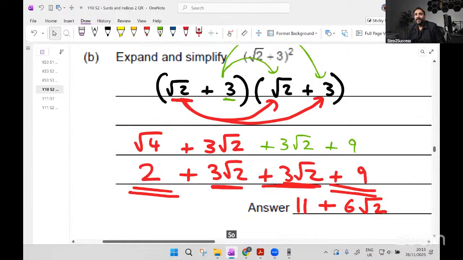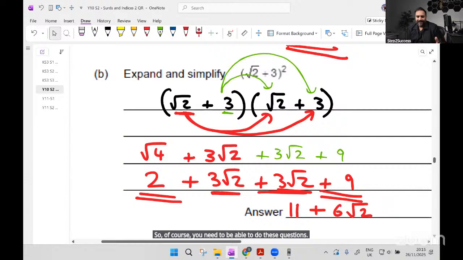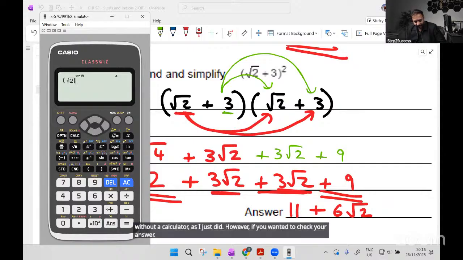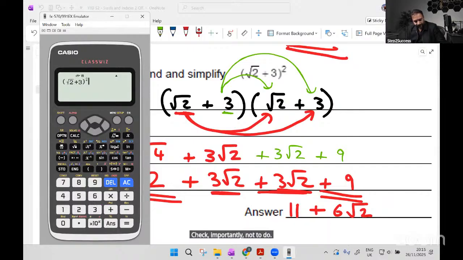So, of course, you need to be able to do these questions without a calculator, as I just did. However, if you wanted to check your answer, then if you did something like this, which is the question, it should give you the same answer that I just got. It does. Look at that. So it's a good way of checking.